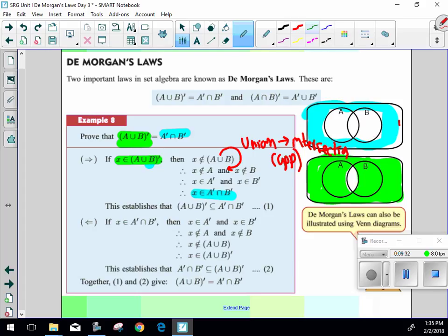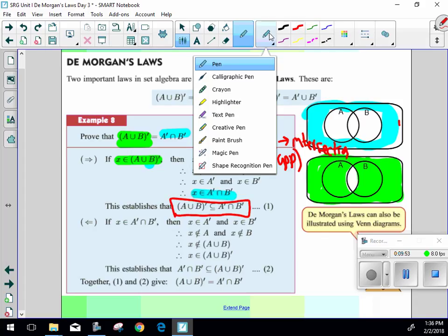The complement of A, which is no big deal, the complement of B, you're going to have to complement the union, which makes it an intersection. And that's how you get the A complement intersect B complement. So this establishes that A union B complement is a subset. Then do the same thing.